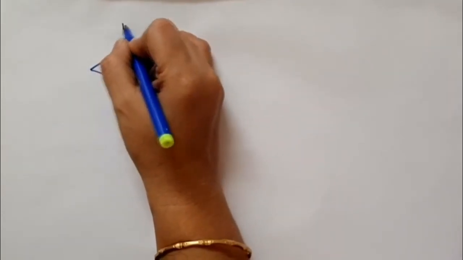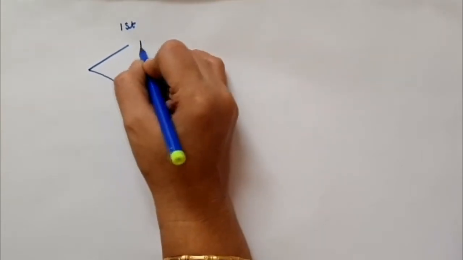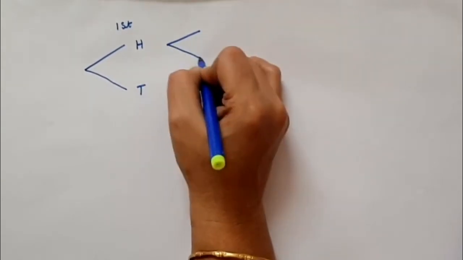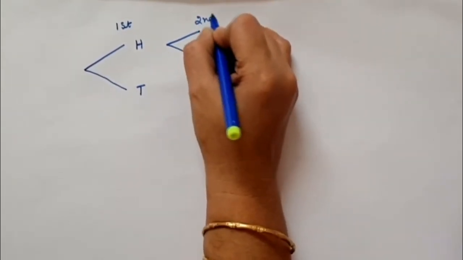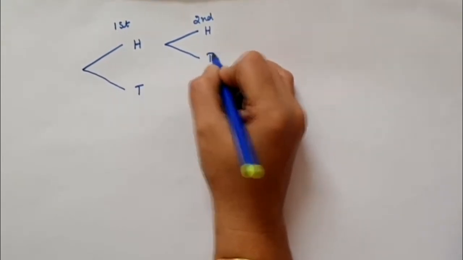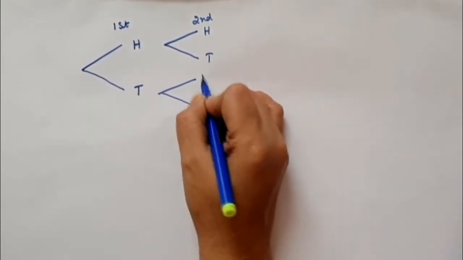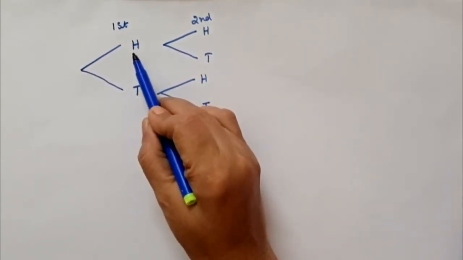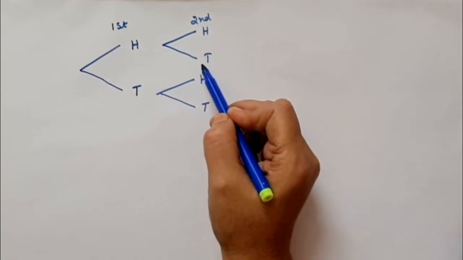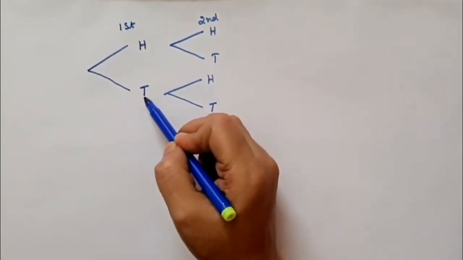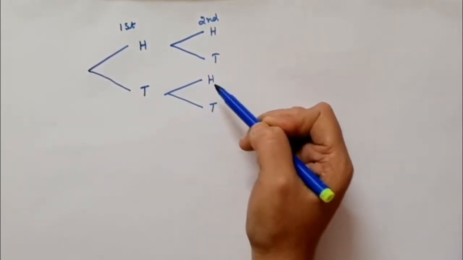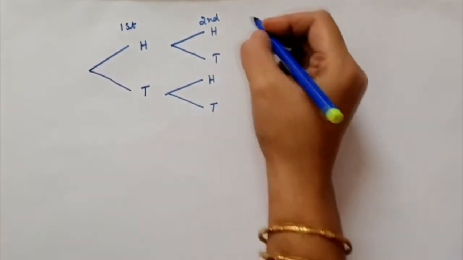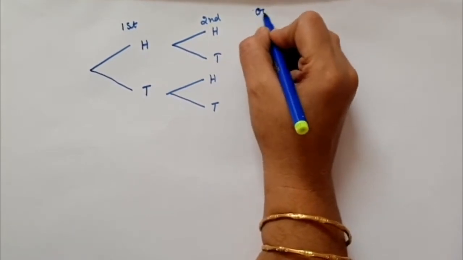Suppose you are tossing a coin twice. The first time you toss a coin, you get a head and a tail. Then the second time when we toss the coin, for this also we get a head and a tail. Here also we get a head and a tail. That is, first time can be a head, then the second time it can be a head or a tail. In the same way, if the first time is a tail, the second time can be a head or a tail.